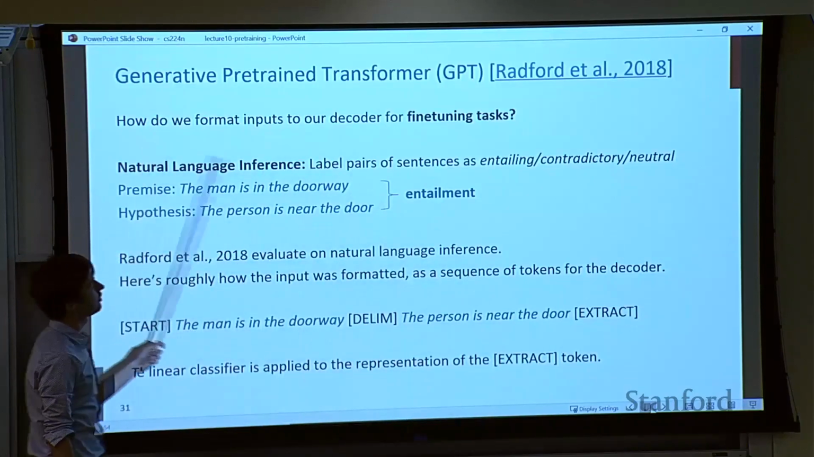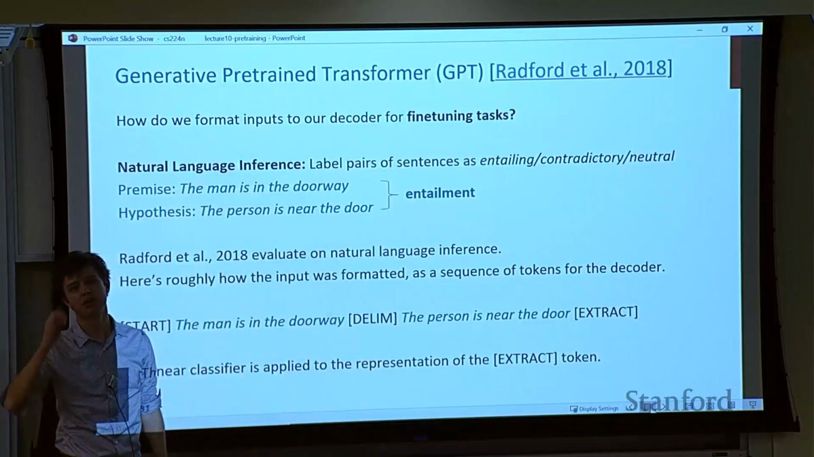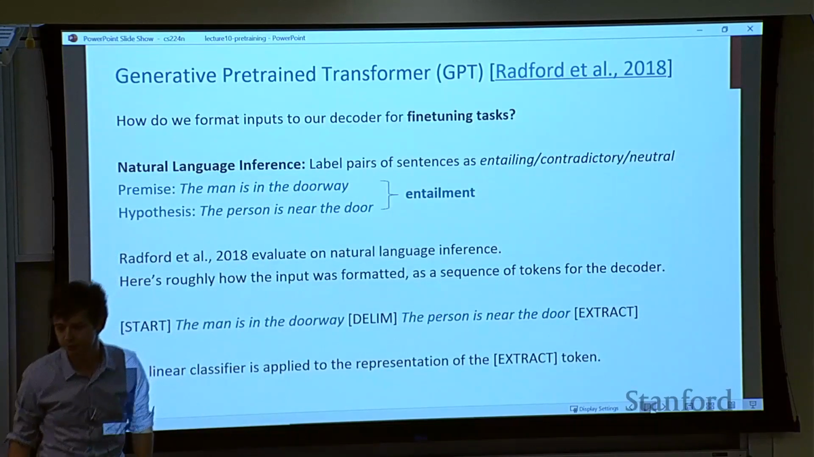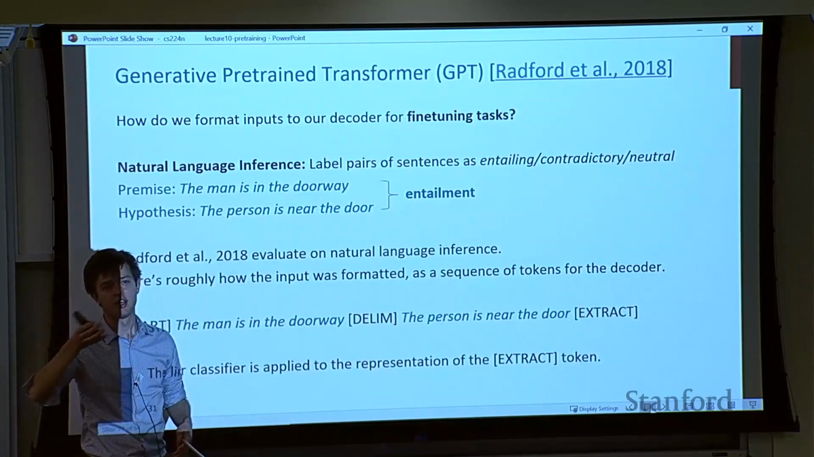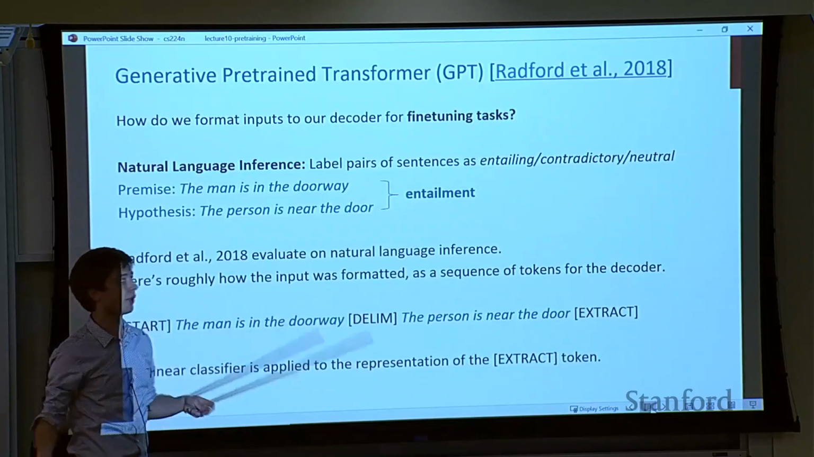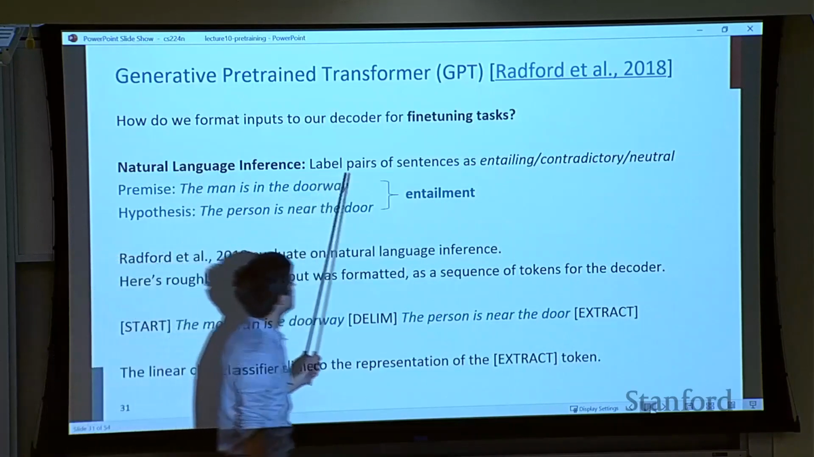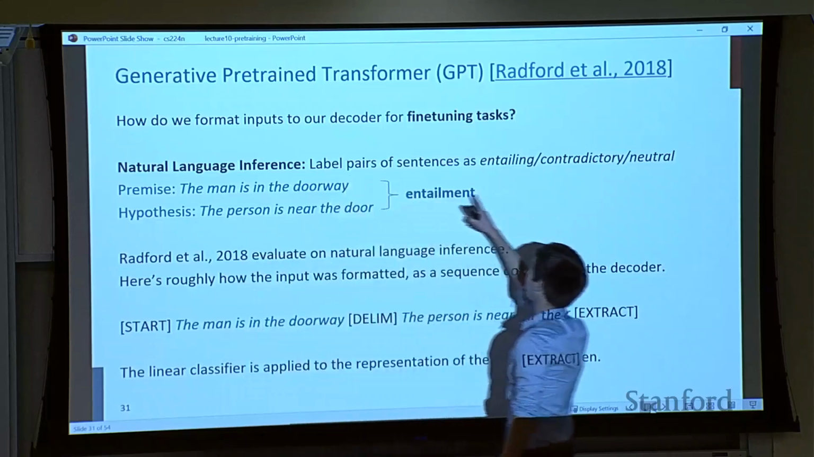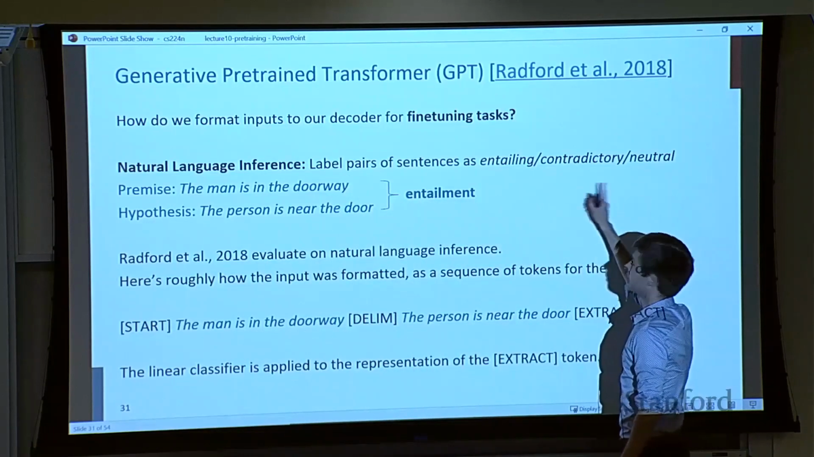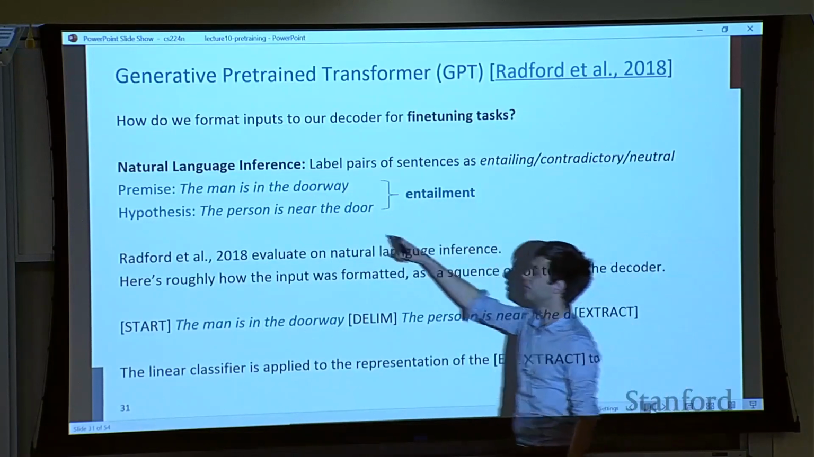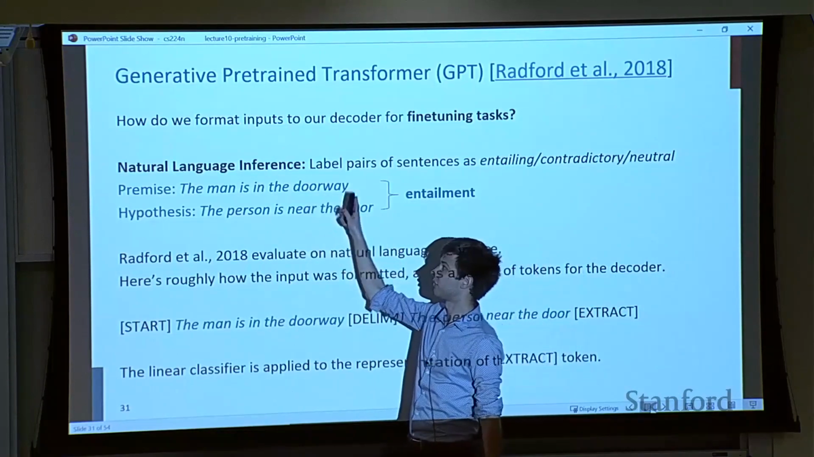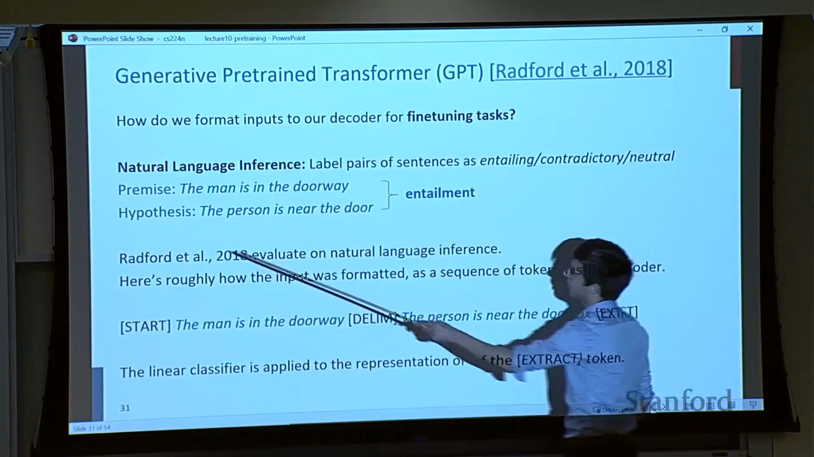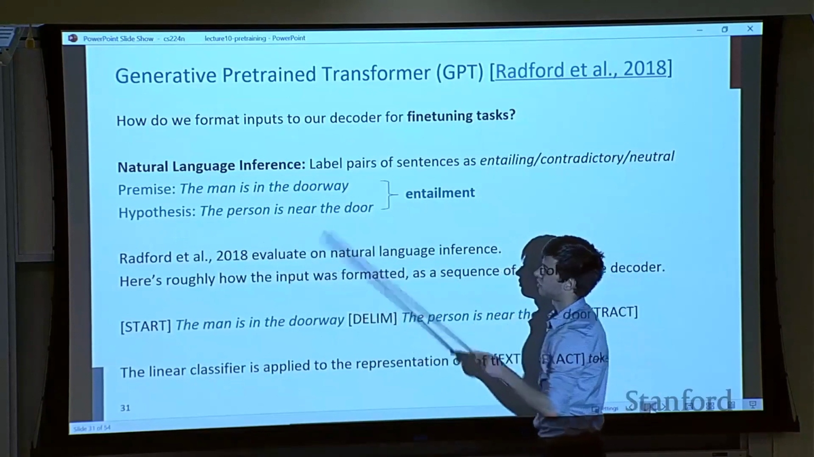And they fine-tuned it on a number of different tasks. I want to talk a little bit about the details of how they fine-tuned it. They fine-tuned it on one particular family of tasks called natural language inference. So remember, in natural language inference, we're labeling pairs of sentences as entailing or contradictory to each other, or neutral. So you have a premise, and you hold the premise as true. The man is in the doorway. And you have a hypothesis, the person is near the door.